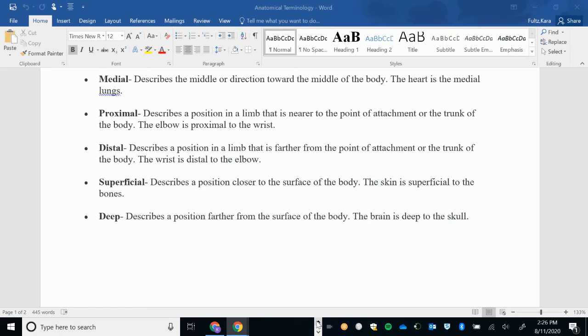Okay, superficial and deep has to do with going inside the body. So superficial means it's close to the surface, like my skin. Deep means it's down below, like maybe muscles or bone. Okay. So those are the main anatomical directions.